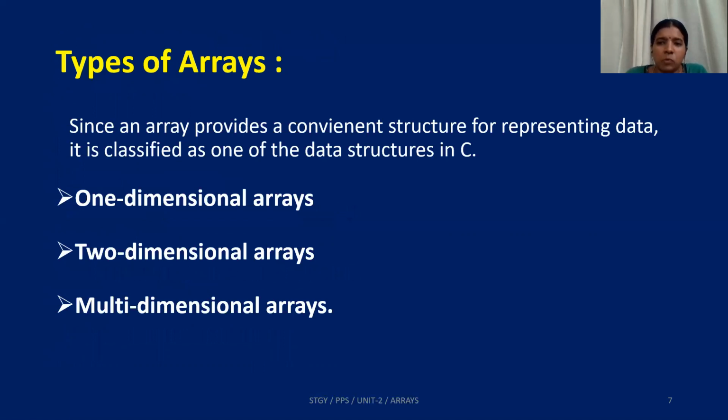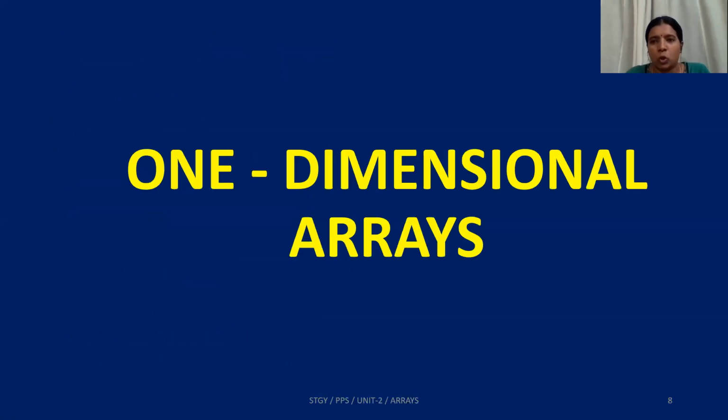So what are all the types of arrays available in the C language? The C language supports 3 types of arrays: one-dimensional, two-dimensional, and multi-dimensional. Each of them we'll discuss in depth. One-dimensional arrays is what we're going to look at first.